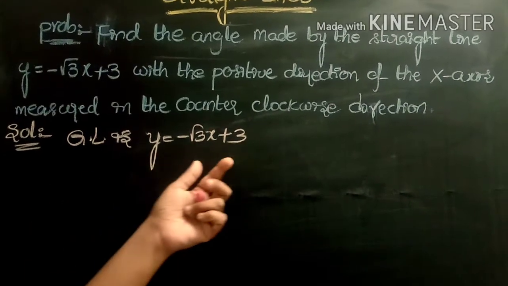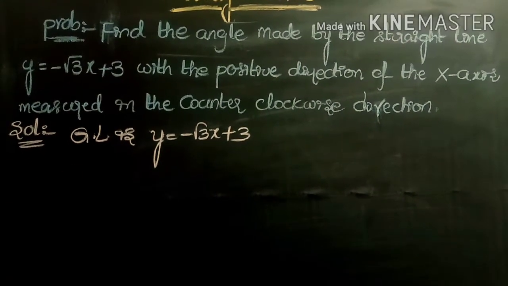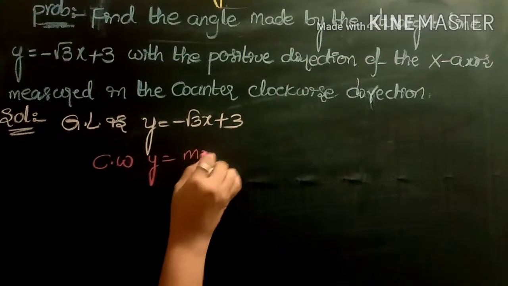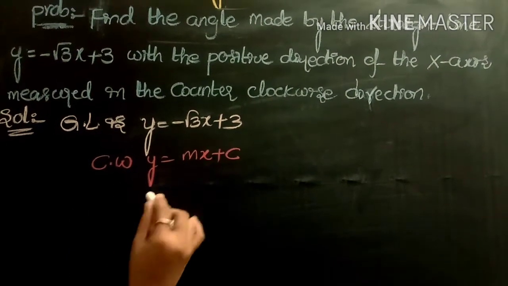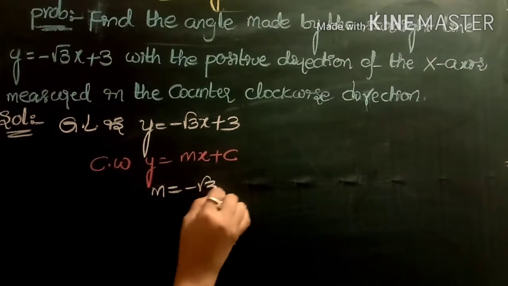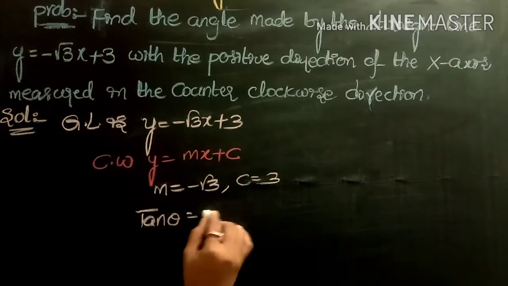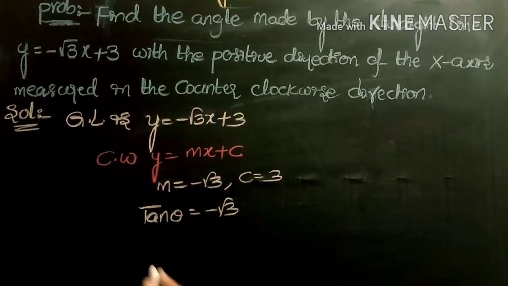So the given line is y is equals to minus root 3x plus 3. When we compare this equation with y is equals to mx plus c, then what we get? m is equals to minus root 3 and c is equals to 3. And what is the m value? m is equals to, the formula is tan theta. Tan theta is equals to minus root 3.